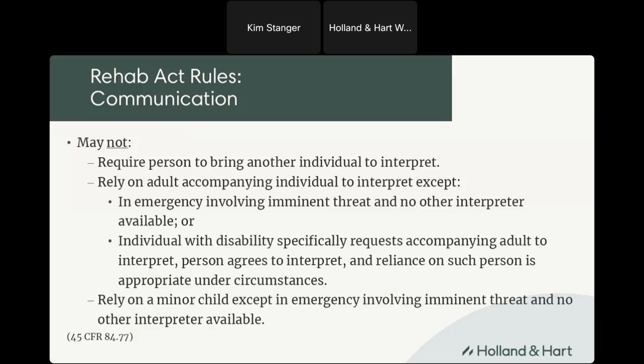Now, that's the rule with adults. What about minors? Well, the rule specifically says you cannot rely on a minor child except in an emergency involving imminent threat and there is no other interpreter available. Hopefully that is a pretty rare circumstance. That makes sense, right? It's one thing to rely on an adult if you think it's reasonable, but you've got to assume that a minor may not be able to communicate effectively, and therefore you can't rely on a minor unless it truly is an emergency involving imminent threat and there's no one else available.